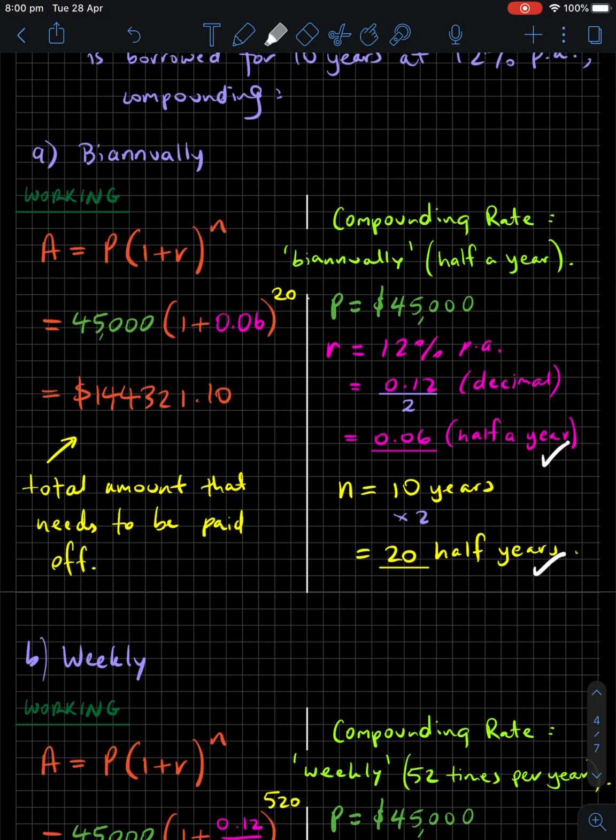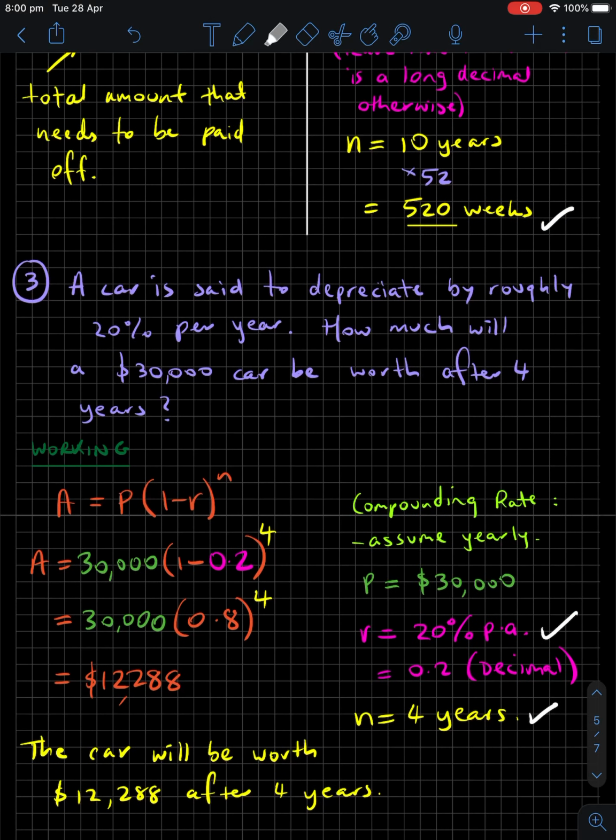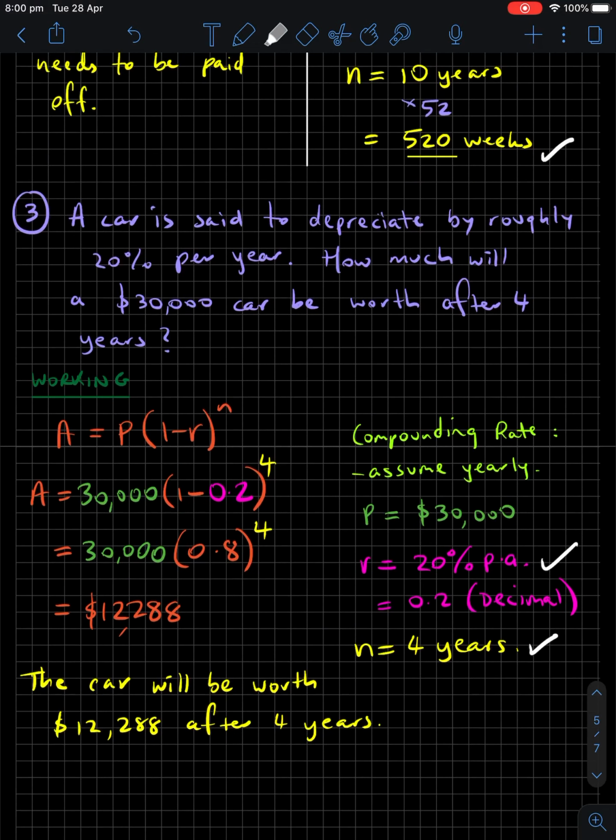So if you're borrowing money, guys, you want to be compounding as little as possible. But if you're investing money, you want to be compounding as much as possible to get as much money out of it. Okay, and one more question.